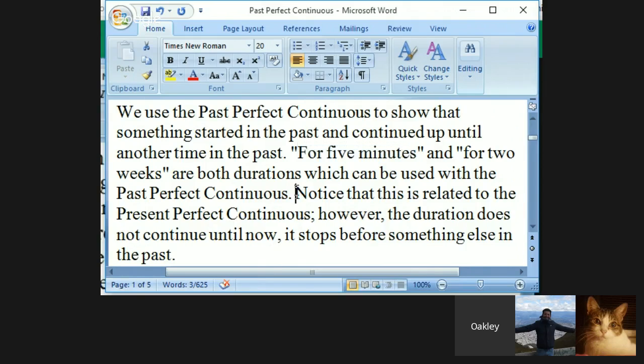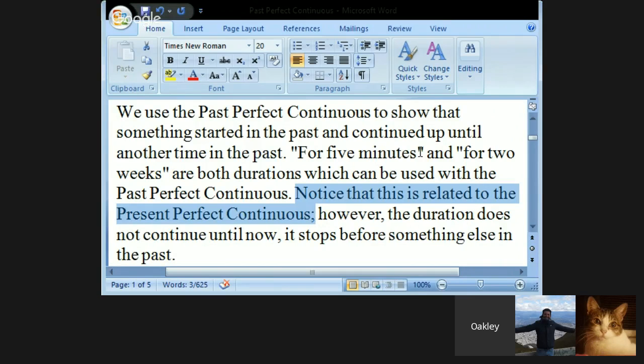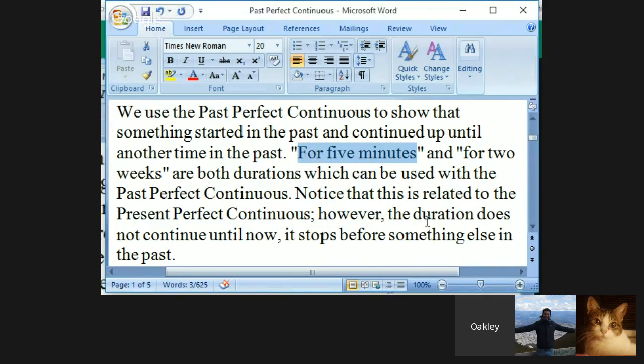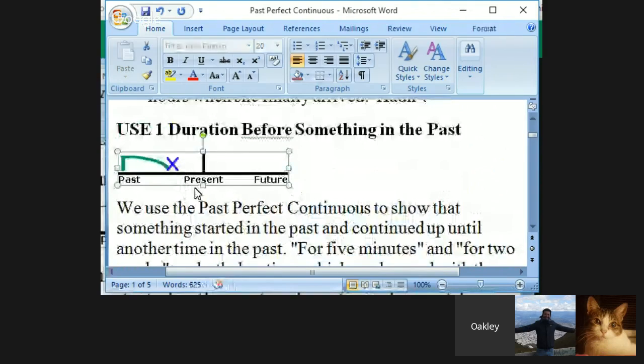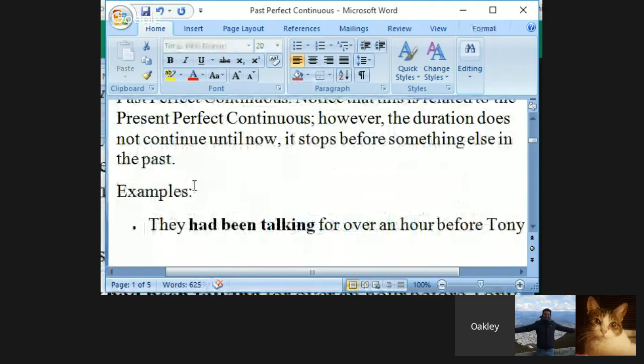Okay. Notice this is very important. This is related to the continuous tense. These time phrases, that is, are related to the continuous tense. The duration does not continue until now. Instead, it stops before something else in the past. This little purple X.